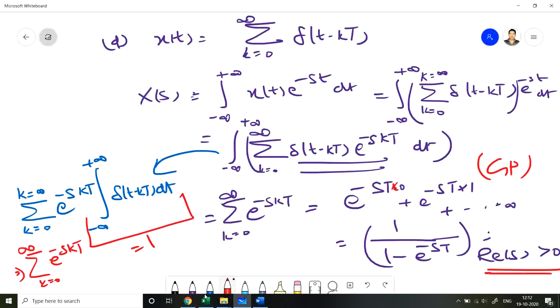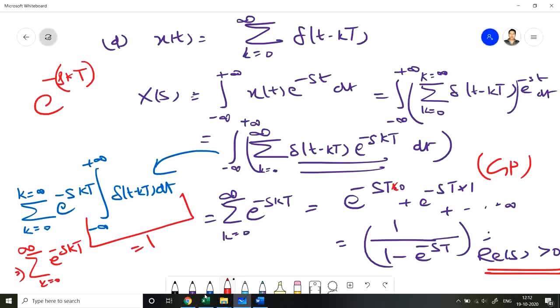And obviously the ROC is nothing but the real part of s. For convergence of this series, the real part of s should be greater than 0. Because if we see, it is e raised to the power minus skT. So k is a positive quantity, varying from 0 to infinity. Capital T is constant. So if the real part of s is greater than 0, then this skT will become negative.